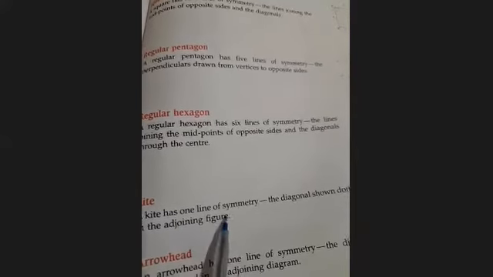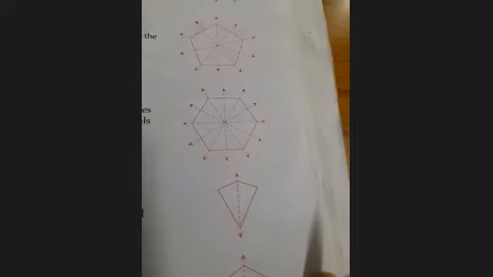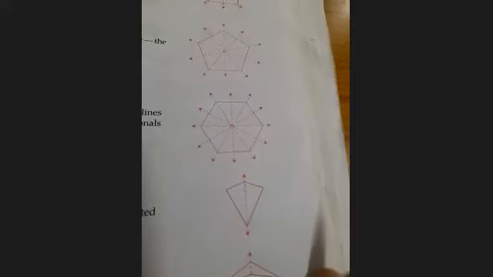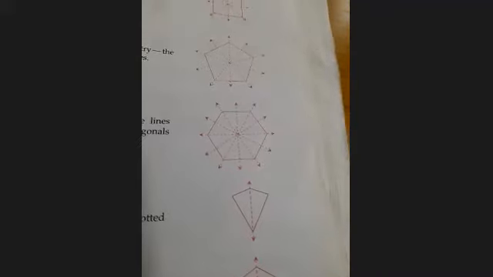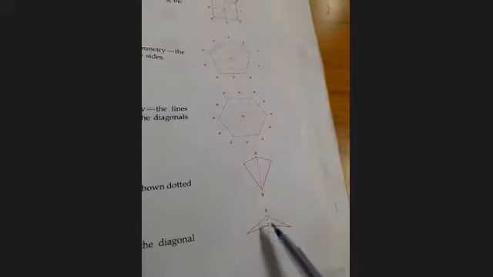Next is a kite. A kite has only 1 line of symmetry, the diagonal shown dotted in the adjoining figure. This is a kite, and a kite has only 1 line of symmetry. The arrowhead figure also has 1 line of symmetry.